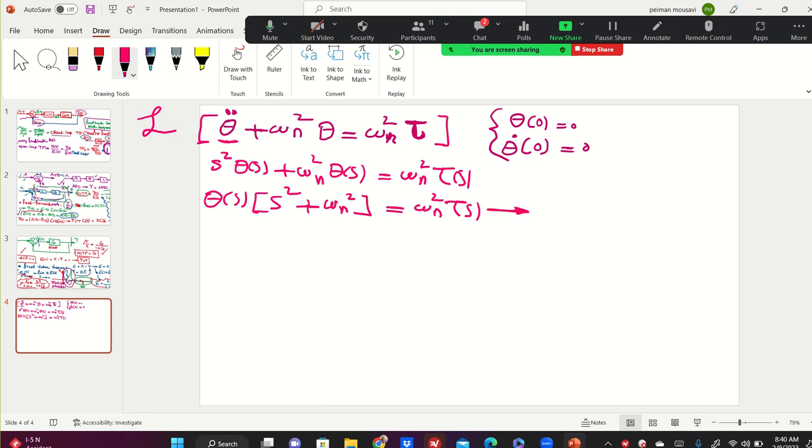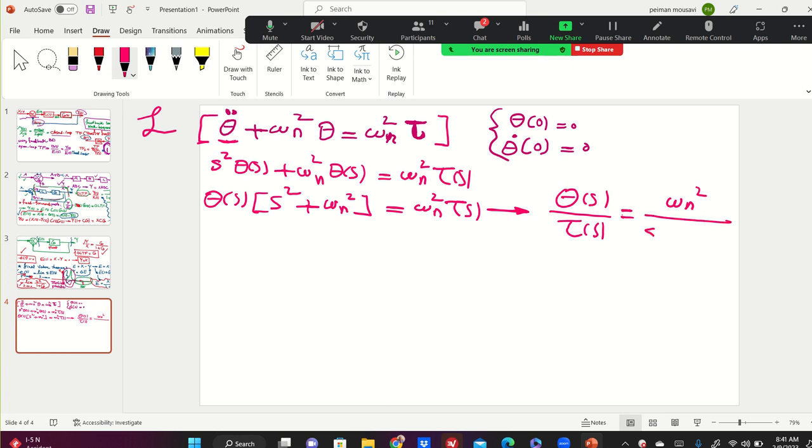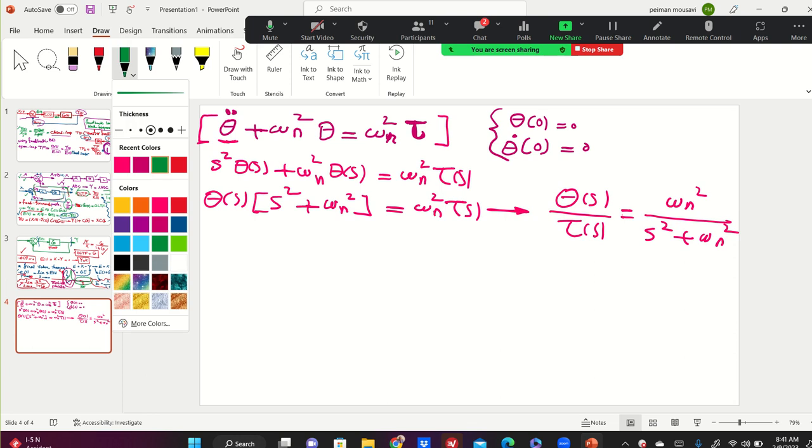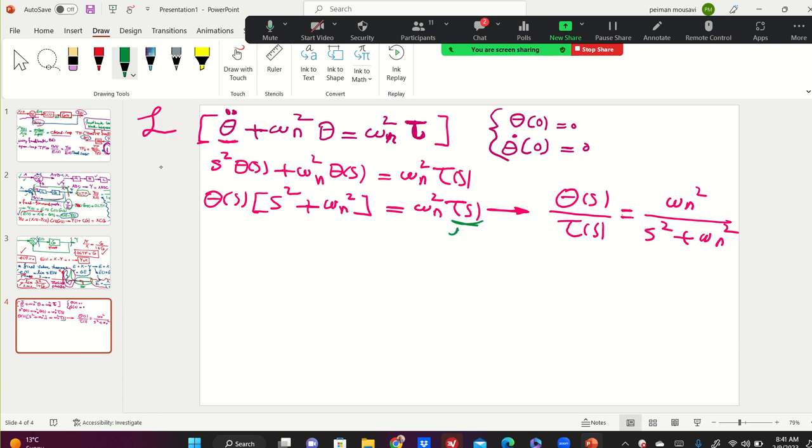So the output of the system, the angle, over the input of the system is omega n squared divided by s squared plus omega n squared. Suppose this is an impulse. Remember, you are applying an impulse to the pendulum problem. So this is your closed loop transfer function, because this is the output to the input of the system.